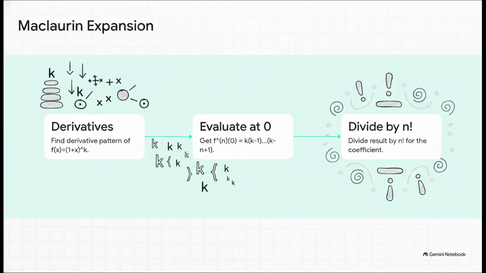Step 1, we take our function, (1 + x)^k, and start finding its derivatives. The k drops down, then k minus 1, then k minus 2, and so on. Step 2, we evaluate all of those at x equals 0. The 1 plus x parts just become 1, leaving us with this shrinking product of k terms, k times (k minus 1), cascading all the way down. Finally, step 3, Maclaurin tells us to divide that result by n factorial to find our exact coefficient. It's incredibly intuitive algebra when you see it laid out.